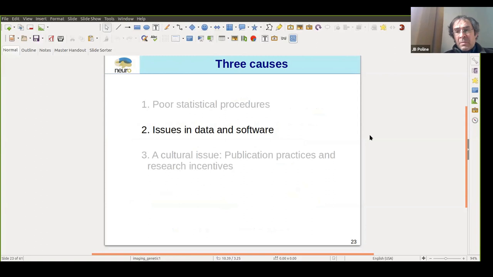So that was my first part on the statistical aspect, which I think is the most important. But there are a lot of issues in the data and software as well.